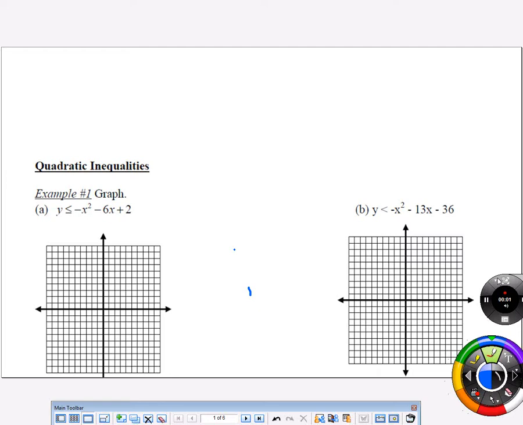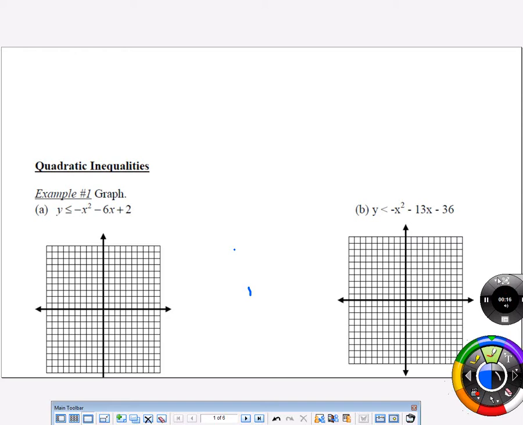We already know how to graph and shade. But just so you see one complete example, and so that we get a little review about practicing graphing, let's say I want to graph part A. So I have y is less than or equal to negative x squared minus 6x plus 2.